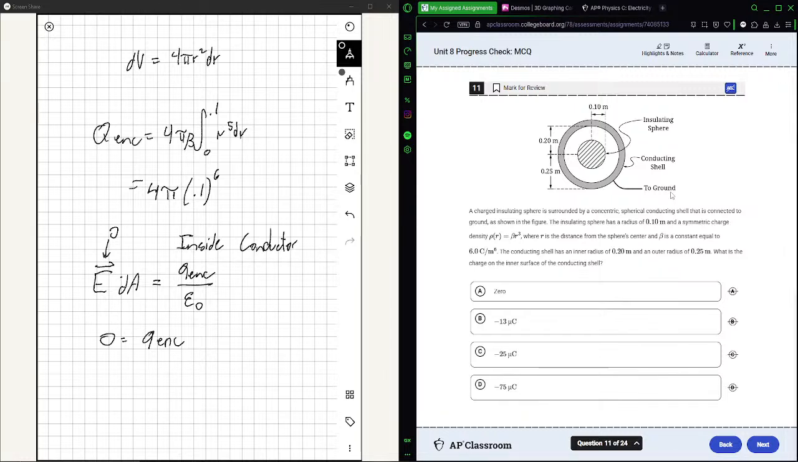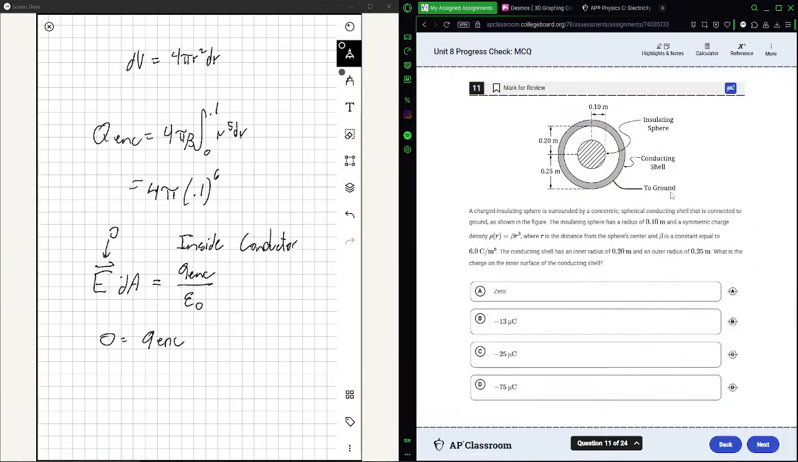And one of them is grounded, so all the excess electrons in the outer shell go down. That's not what it means per se. It means it's a net neutral. But what it means is that all the possible charges on that shell are either on the inner surface or the outer surface.